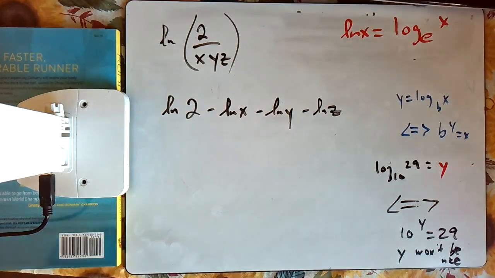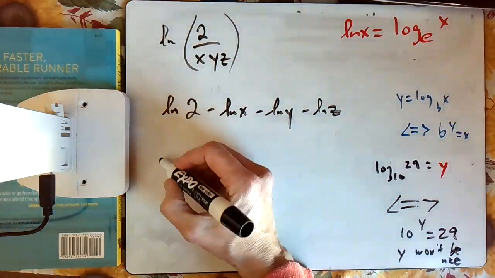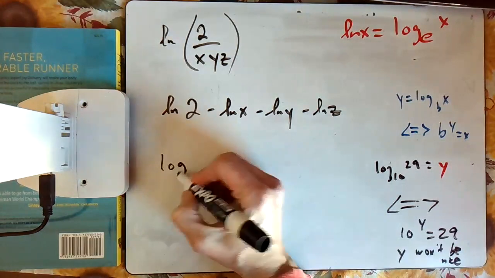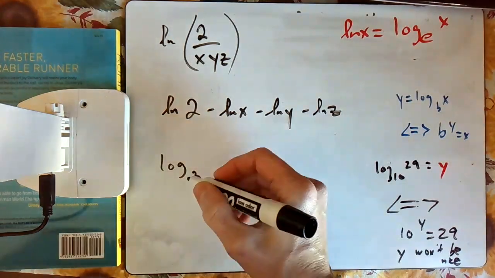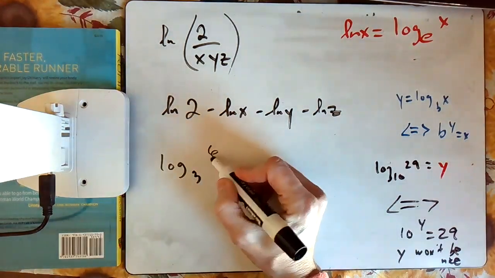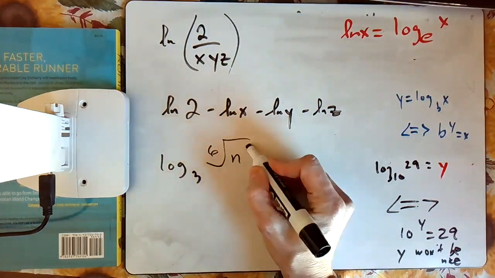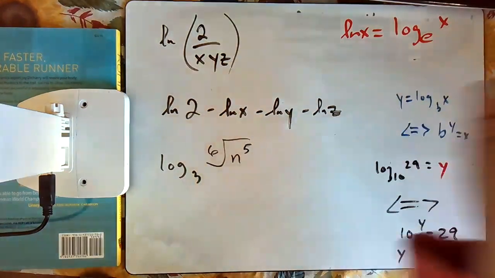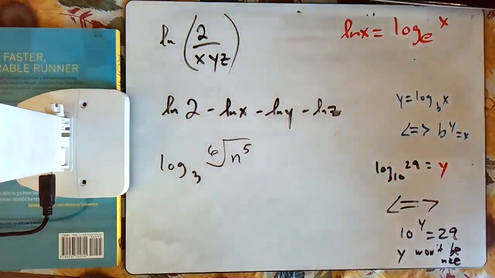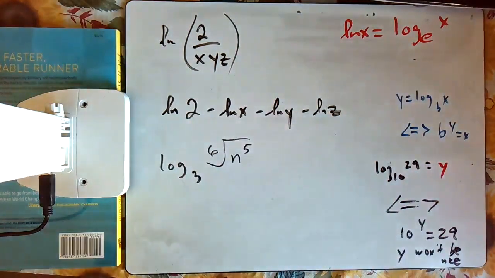All right, let's try this out. Log base 3 of the 6th root of n to the 5th. Crazy, right? Looks really bad, right? So we need to expand this right here. You may be thinking, how can we expand it? I don't see any exponents. Well, there are exponents right here.